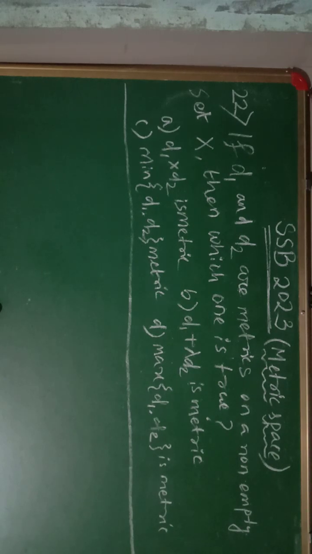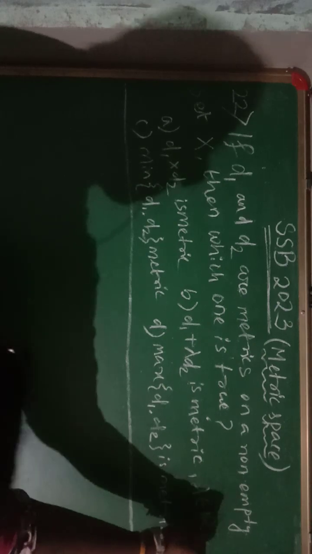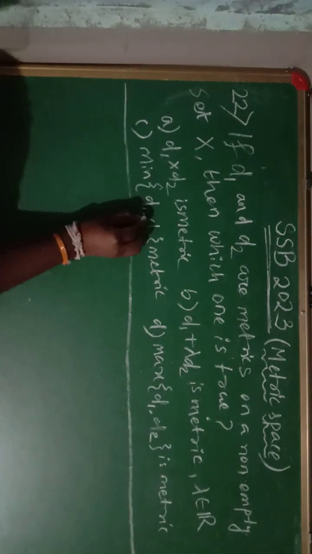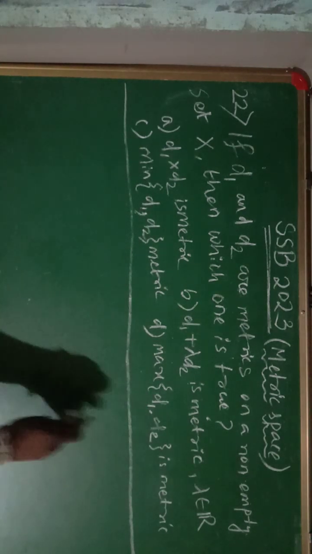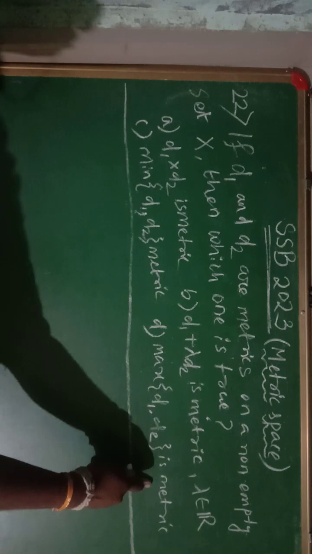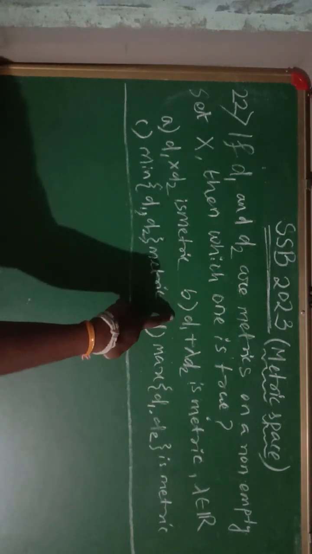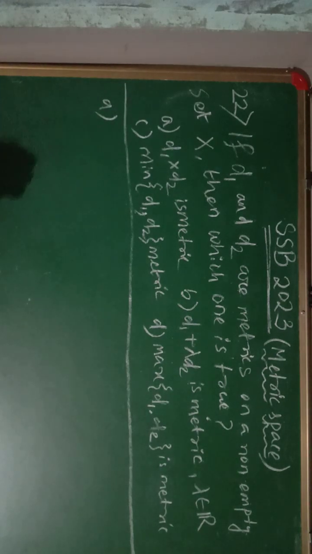Option A: D1 into D2 is a metric. Option B says that D1 plus lambda into D2 is a metric if lambda belongs to real. The third option says that the minimum of D1, D2 is a metric, and the last option says that the maximum of D1, D2 is a metric or not. We have to verify one option, then another option. First we have to verify whether the product of two metrics is a metric or not.